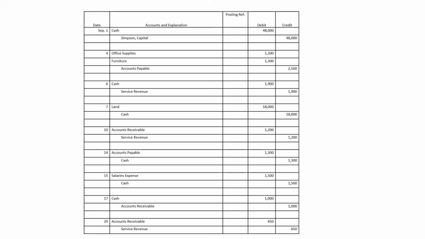And that's how you record a journal entry for a transaction. Let's go to the 4th. The company purchased office supplies for $1,200 and furniture for $1,300 on account. So they purchased 2 assets, office supplies and furniture. So there's more of those assets, so we will increase them on the debit side separately. So we'll debit office supplies, so write the name of that account and $1,200 in the debit column, and furniture and $1,300 in the debit column.